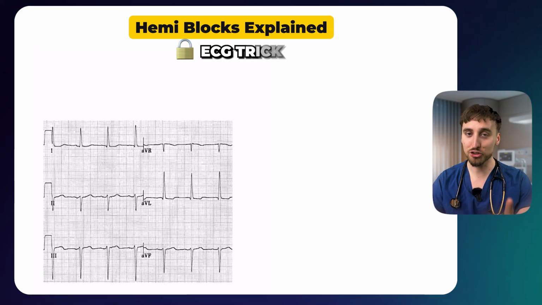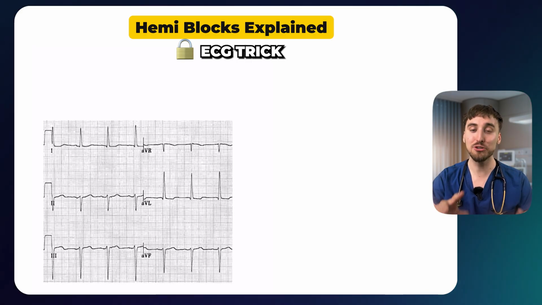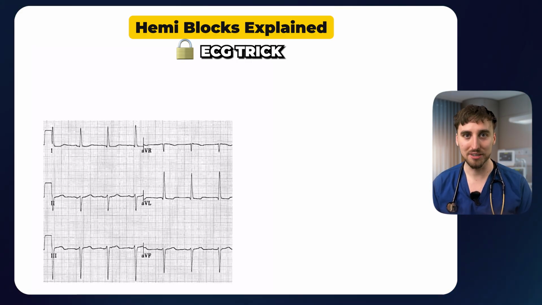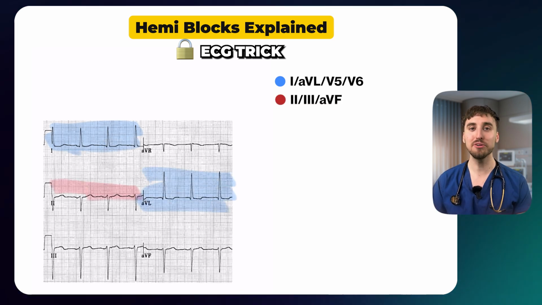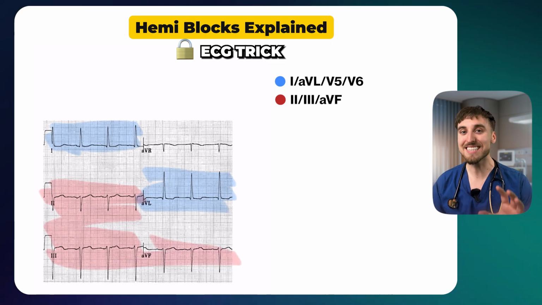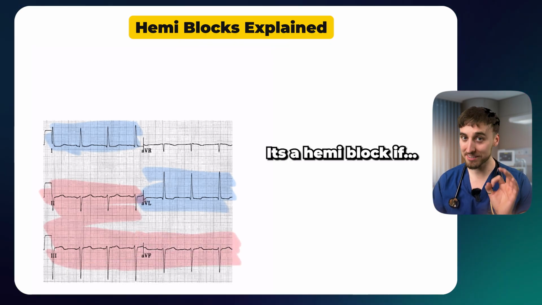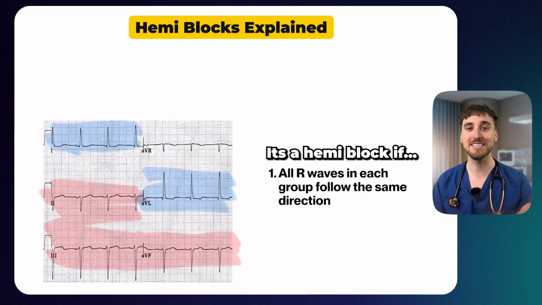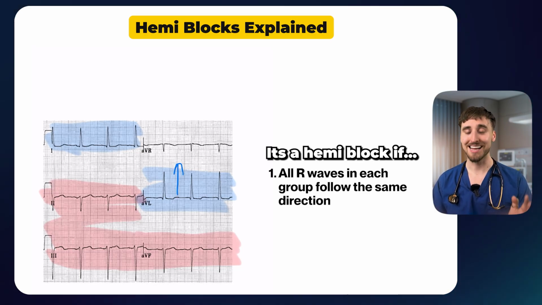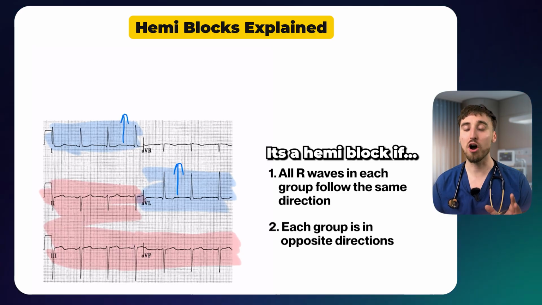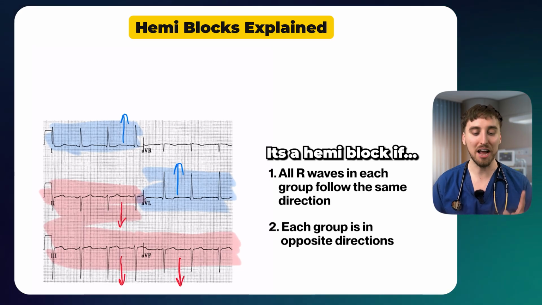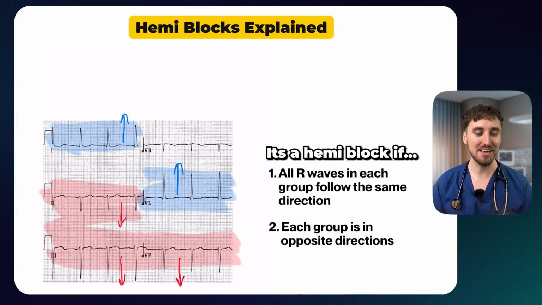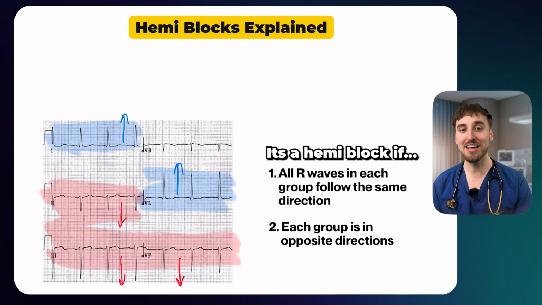When it comes to hemiblocks, the trick is to look at the patterns in these two groups of leads. The first group is the lateral leads, 1 and AVL, whereas the other group is the inferior leads, 2, 3, and AVF. The clue is in the R waves. It may be a hemiblock if it satisfies these two criteria. Firstly, each group has R waves going in the same direction. And secondly, the direction of those R waves are opposite for both groups. In simpler terms, let's say 1 and AVL are both going upwards. If you then look at 2, 3, and AVF and they're both facing downwards, then that's a hemiblock.